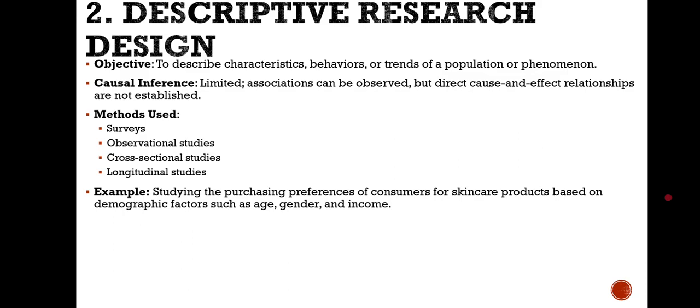So these are the methods used in case of descriptive research design. First, we have surveys, observation studies, cross-sectional studies, and longitudinal studies. Okay, for example, studying the purchasing preferences of consumers for skincare products based on demographic factors such as age, gender, and income. So, this is an example of descriptive research design.